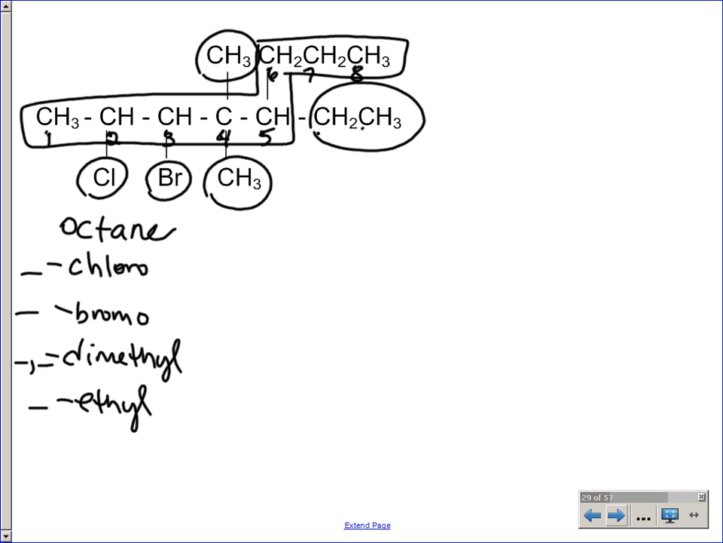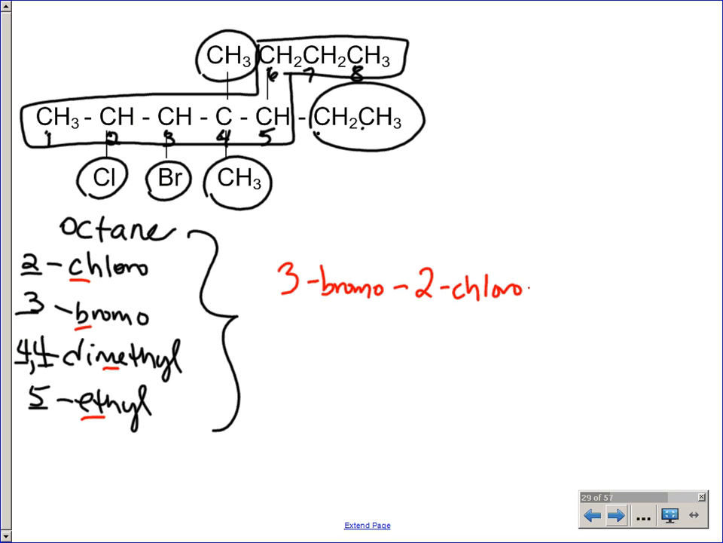So chloro has number 2, bromo has number 3. The methyls are on the same carbon, so there are 4, 4 dimethyl. The ethyl is on carbon number 5. So we take all of this and we put it into its long name in alpha order. Alpha order means you look at these: bromo, chloro, ethyl, fluoro, and methyl. That order will be B, C, E, F, M. So our final answer is 3 bromo, 2 chloro, 5 ethyl.